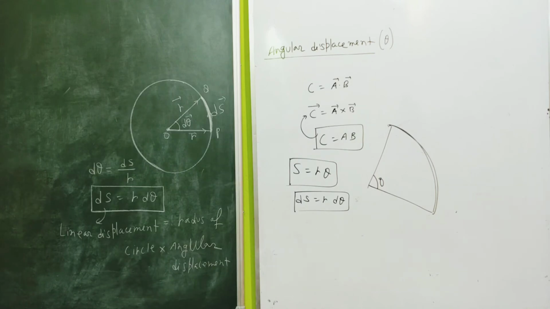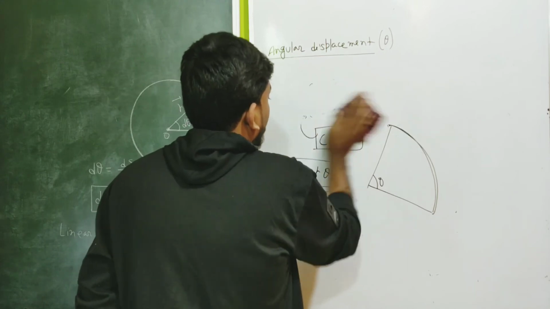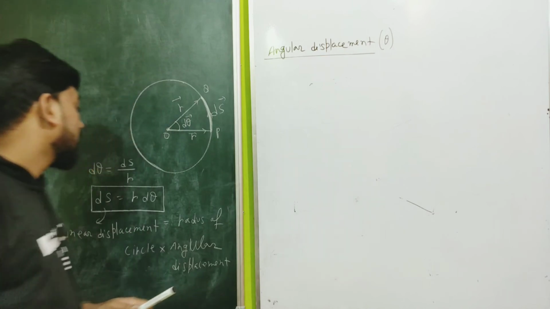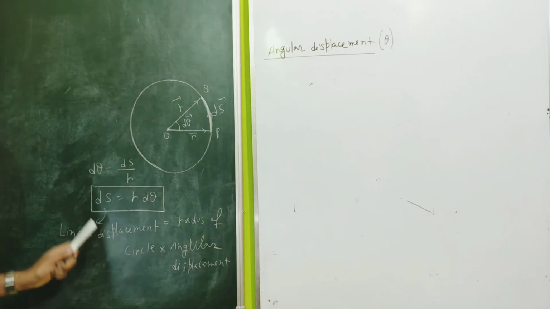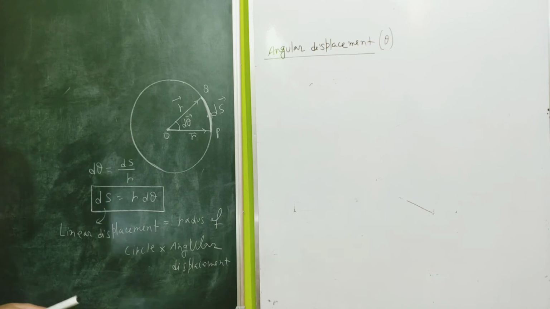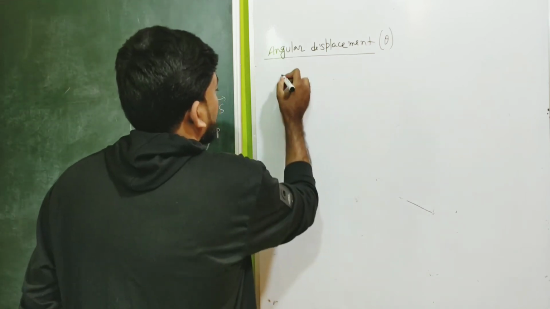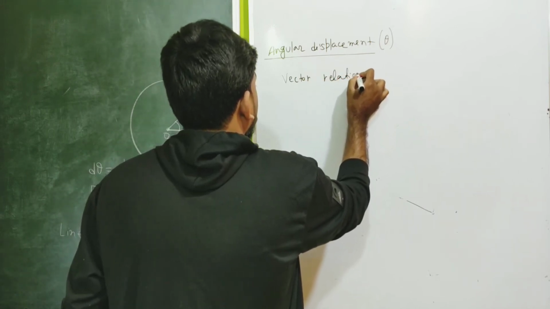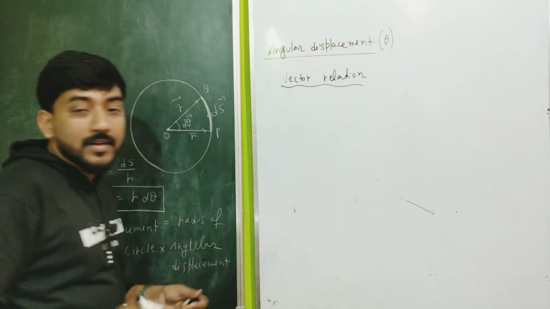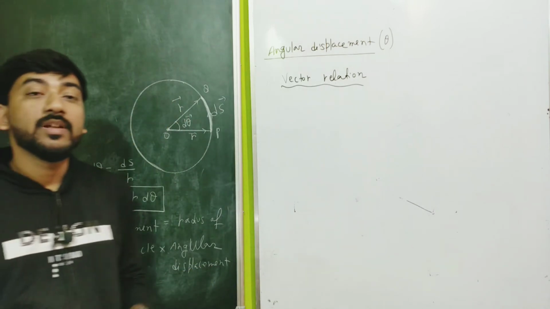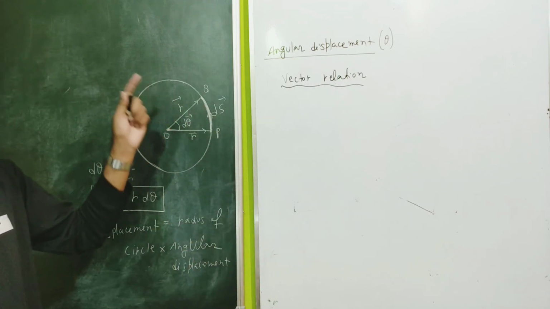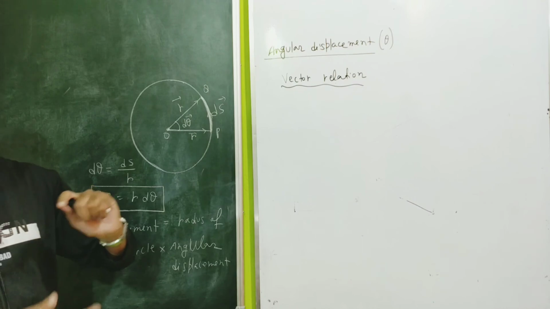Now let me understand what the vector relation will be between ds, r and d theta. This is the scalar relation actually. This is nothing but the relation between angular displacement and linear displacement. Now what will be the vector relation? This is very important, because from this vector relation we can easily find the other relations when we talk about angular velocity and angular acceleration. That will be a direct consequence of this. So this is the background. Always the first thing is the displacement, or the position displacement.